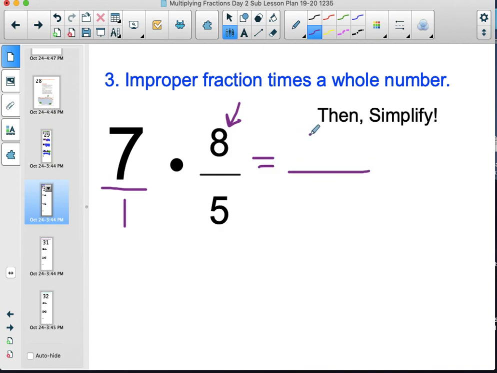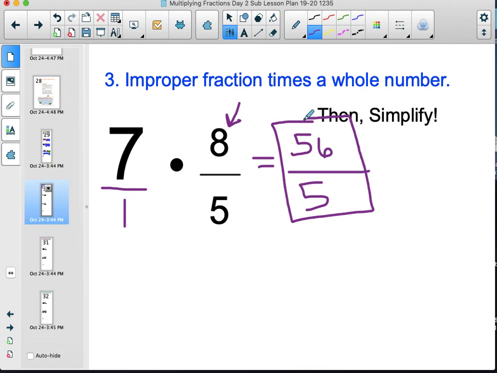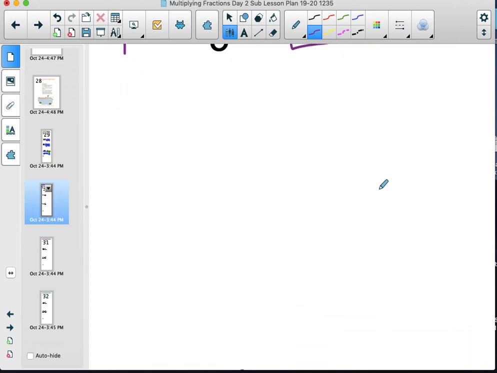We multiply straight across. 7 times 8 is 56 over 5. Now we will discuss in videos in the future, in a few minutes from now, how we will simplify that. So we will come back to that idea here in a little bit. But for right now, if you have 56 over 5, you are golden.